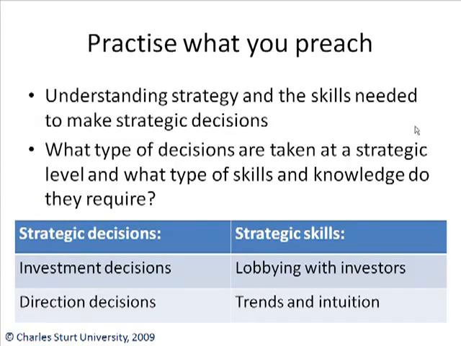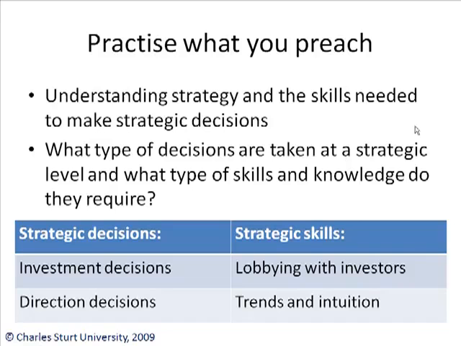Okay, here's another practice what you preach exercise because you have to bring all this theory into the real world. So it says here, understanding strategy and the skills needed to make strategic decisions. That's one of the objectives of this exercise. And you're going to answer the question, what type of decisions are taken at a strategic level? And what type of skills and knowledge do they require? So I've given you some examples.